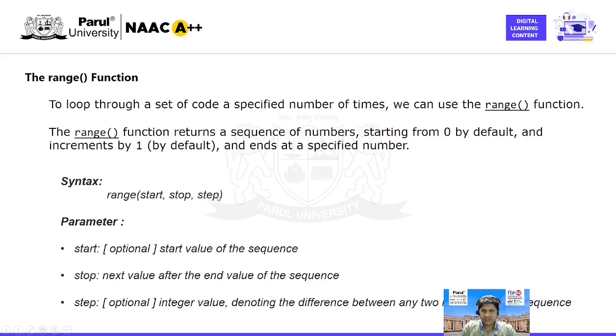As we already discussed, the parameters are: start, the value at the start of the sequence; stop, the next value after the end value of the sequence; and step. Start and step are optional, only the stop value is mandatory. Step is an integer value denoting the difference between any two numbers in the sequence. It means the first number and second number, and how much difference there is between them, like 2, 3.